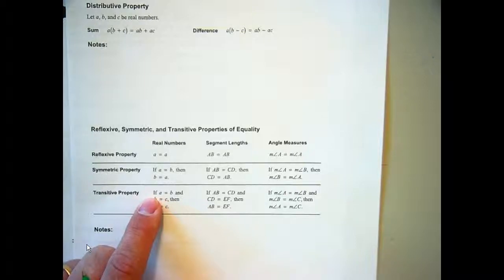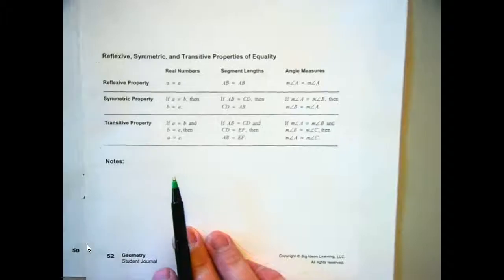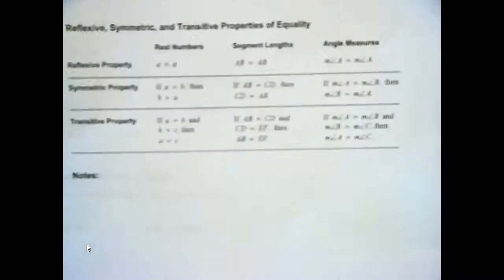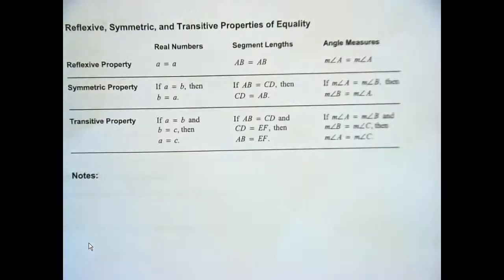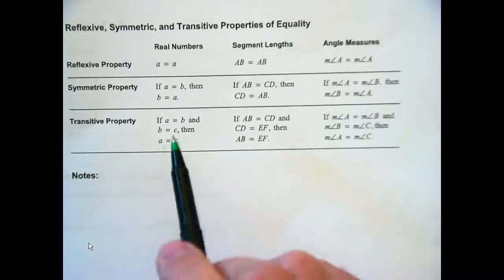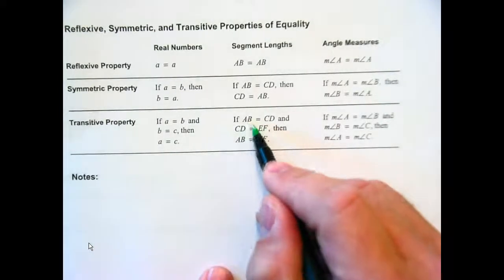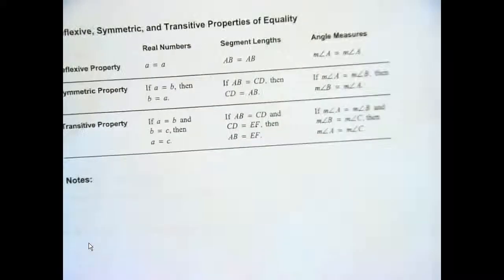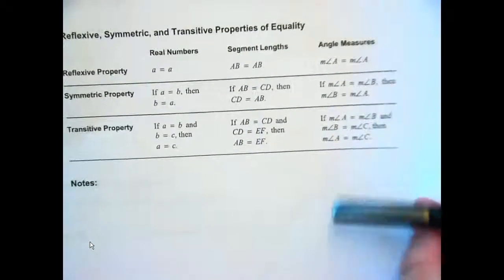Transitive, you've done something like this. I'm curious if you guys will recognize it. Let's just stick with the real numbers. If A equals B and B equals C, then A equals C. What have we done that's like that? If AB equals CD and CD equals EF, then AB equals EF. Yeah, the law of syllogism. Same idea, right? The same idea as the transitive property. All right, so we have those properties I want you to reference today.